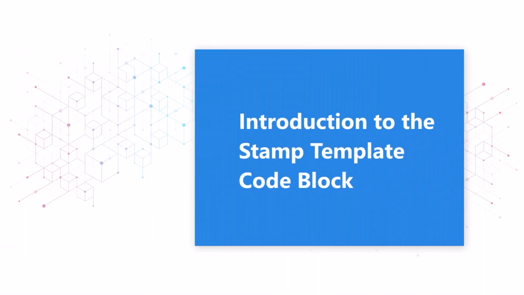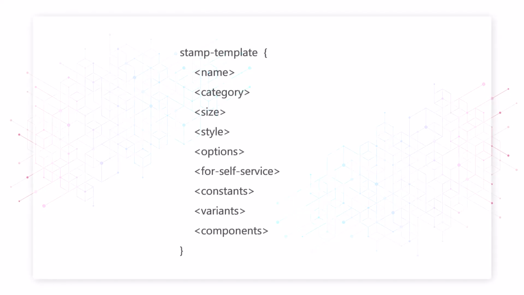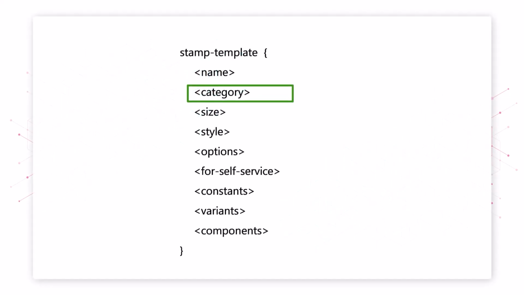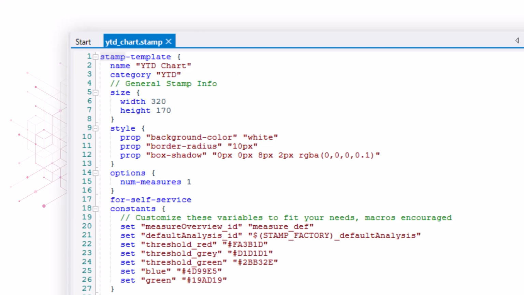In this video, you'll get an overview of the stamp template and an introduction to stamp syntax. We'll review the template code block as well as each attribute. Every stamp is based on the same basic template, which consists of the name, category, size, style, options, for self-service, constants, variants, and components tags. Size and components are required elements, and all stamps are coded within Workbench.